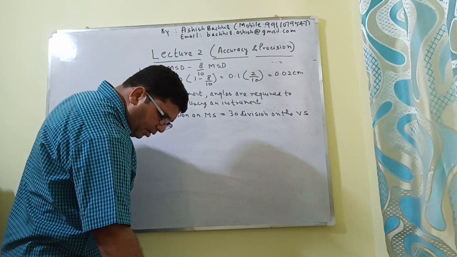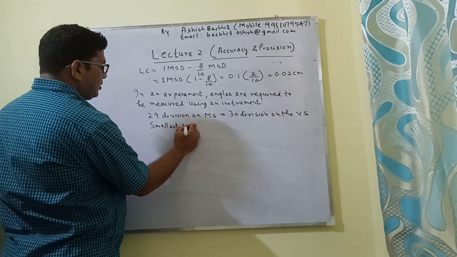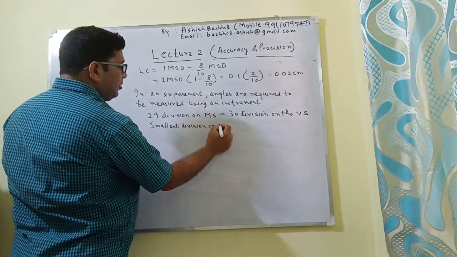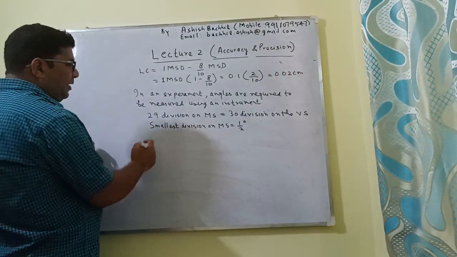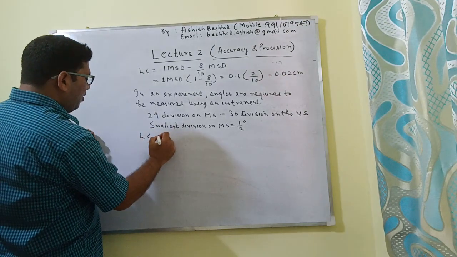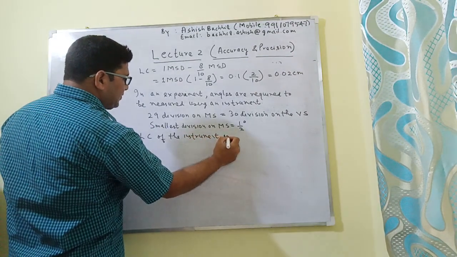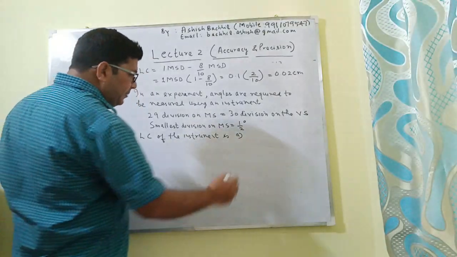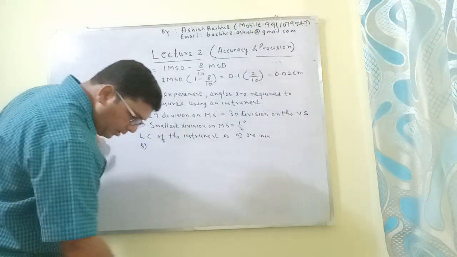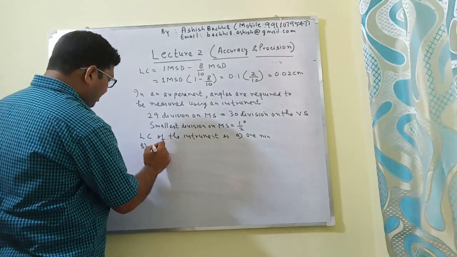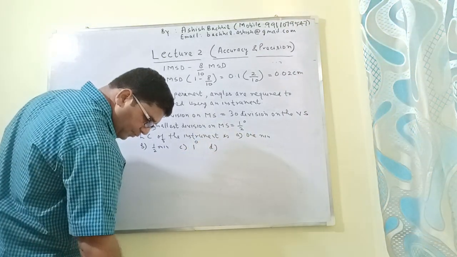If the smallest division of the main scale is half a degree, that is, smallest division on the main scale is equal to 1/2 degree, then the least count of the instrument. We have to find the least count of the instrument. They have given 4 options here. 1 minute, second option is half minute, that is 1/2 minute. Third one is 1 degree, and the fourth one is half a degree.